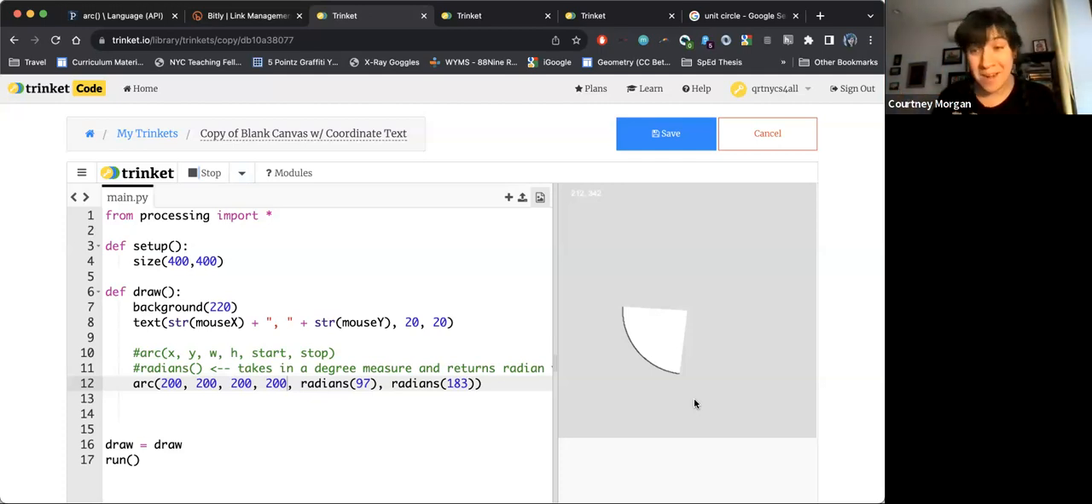Again, this can be incredibly overwhelming for everyone when they are trying arcs. I encourage you to just mess with these numbers. If it doesn't show up, problem solve, try different values, see what happens when you stick other things in. This can be a really useful one to have a diagram open of degree measures around a circle, or there are some unit circles that have units and degrees. And this can help you figure out how to successfully draw arcs.